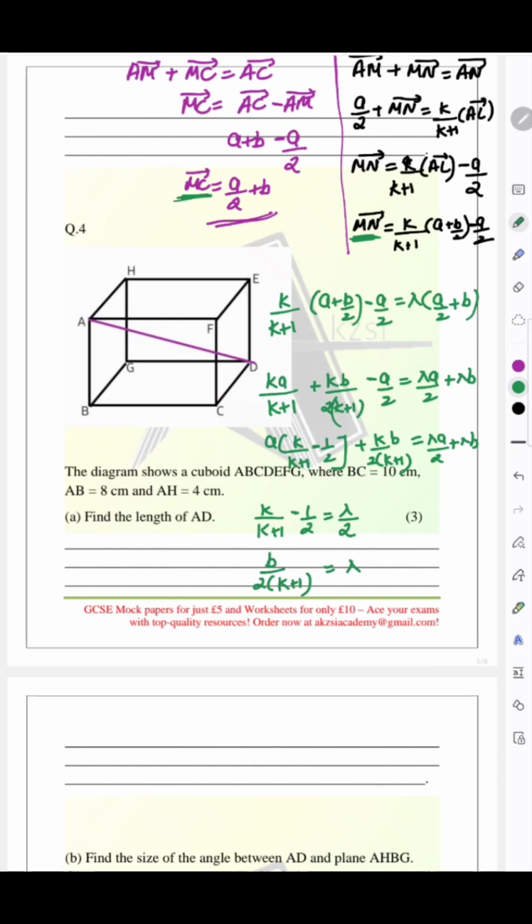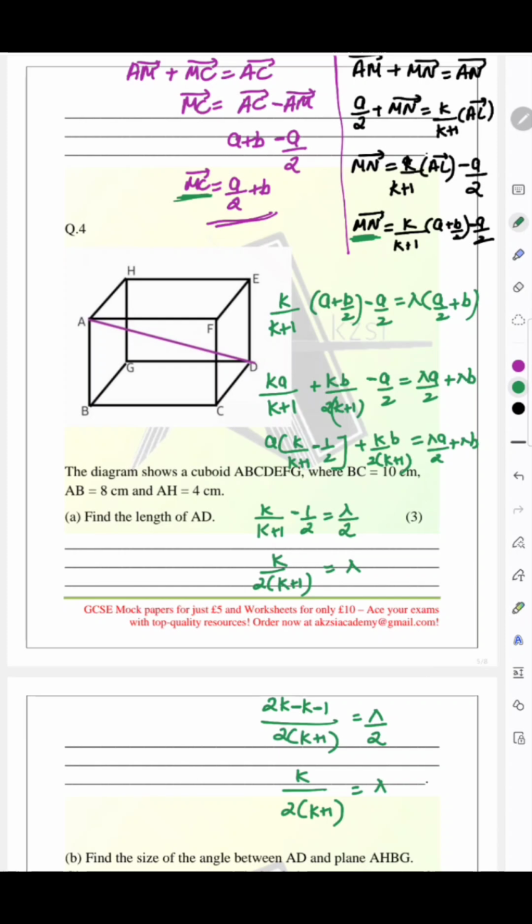On rearranging, I just wrote b, which wasn't right, we have just compared it, it should be k here, k over 2 times k plus 1. The coefficients of b and b I have compared and made equal, and coefficients of a and a are equal. So from the first equation, I can write 2k minus k minus 1 over 2 times k plus 1 is equal to lambda by 2, and the bottom one is k over 2 times k plus 1 is equal to lambda.